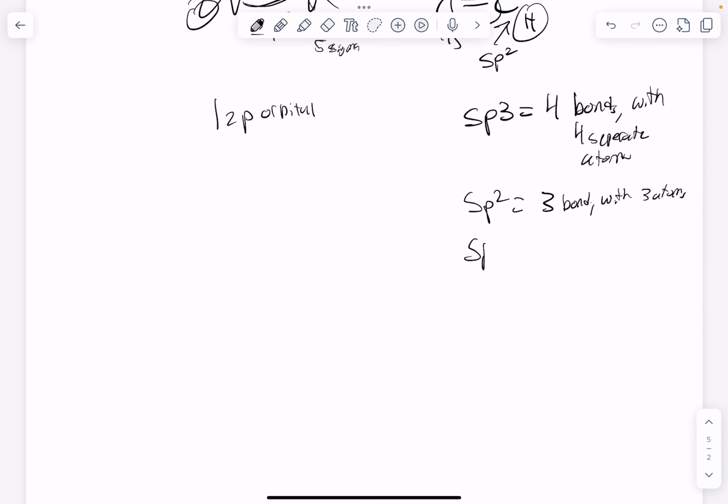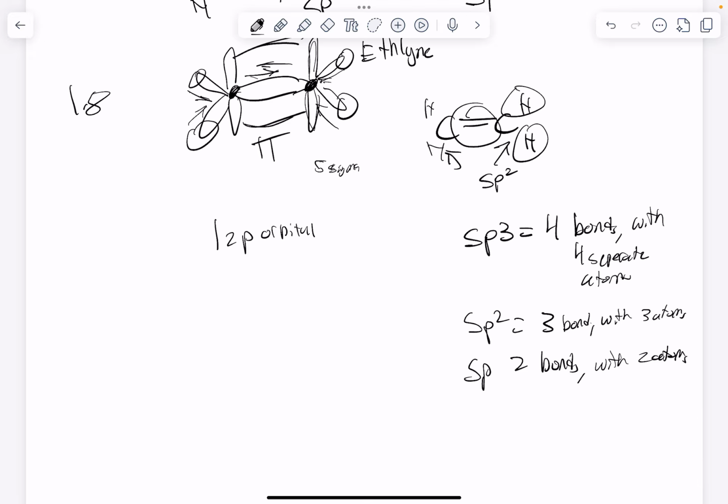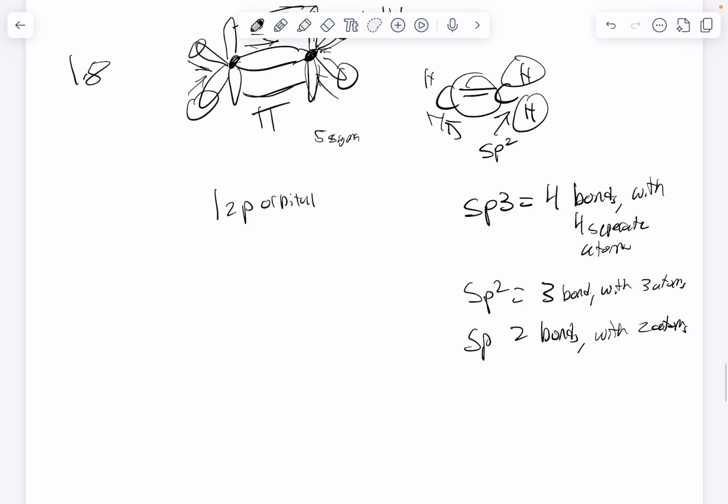And then sp is 2 bonds with 2 atoms. Because you can have multiple bonds, right? With this ethylene, you have a double bond with carbon, but it's still sp2 hybridized because it's only bonded with 3 other atoms. Okay, so now we're still on 1.8.